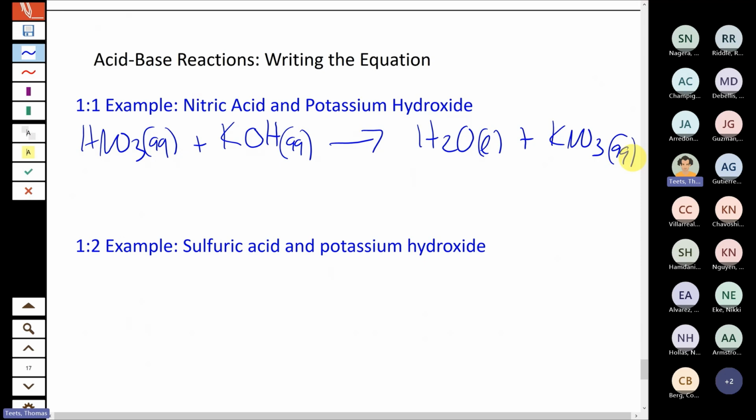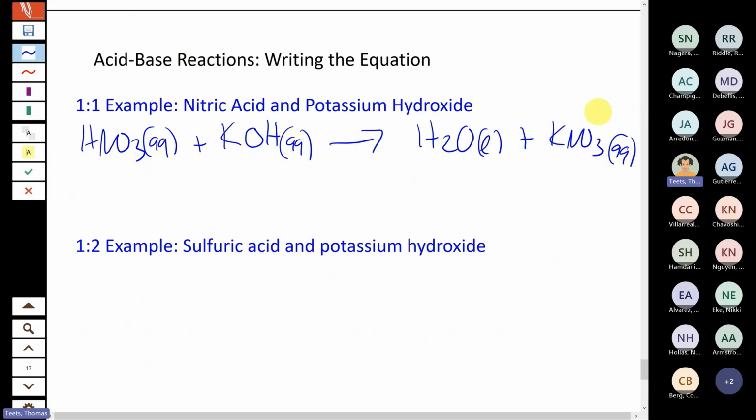Now, to help you decide if you need coefficients, one thing that's good to look at initially is how many H pluses your acid has, how many OH minuses your base has. In this case, our acid has one H plus, our base has one OH minus, so they're going to react in a 1-to-1 ratio, and they're going to make just 1 mole of H2O when they do that. So you don't need any coefficients there. And then for the ions that are left over, 1 NO3 minus, 1 K plus, make 1 KNO3. So no coefficients are needed here to balance this.